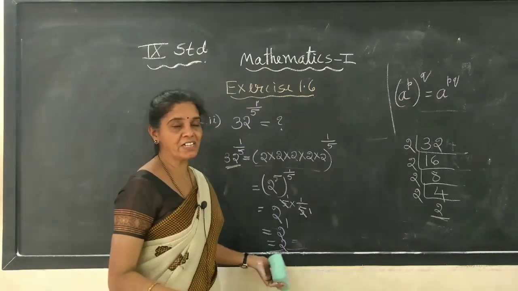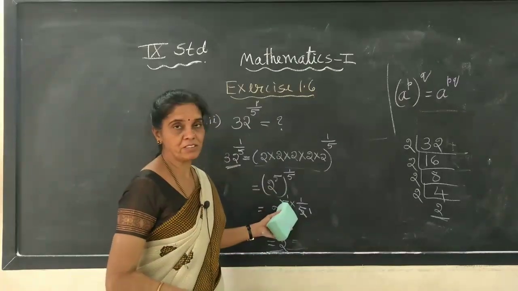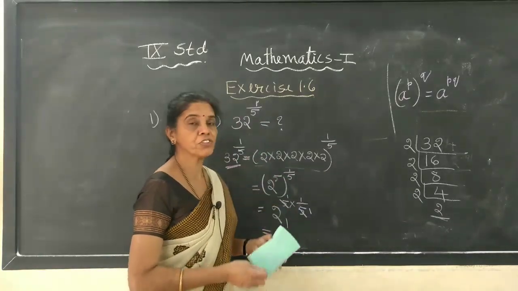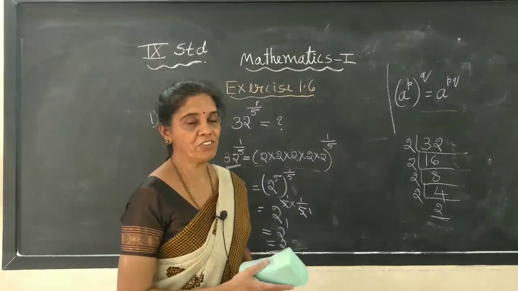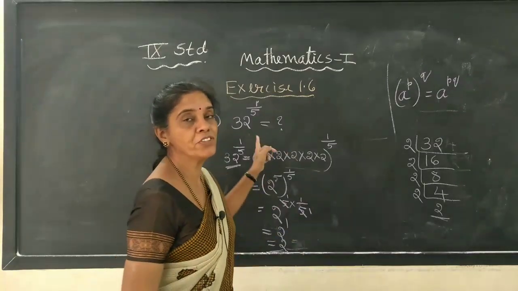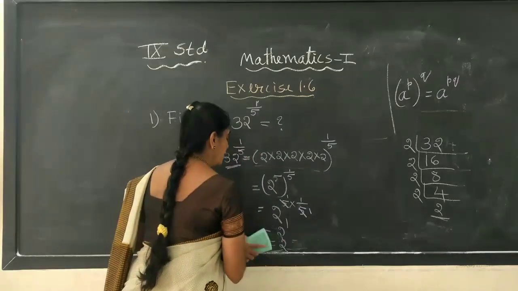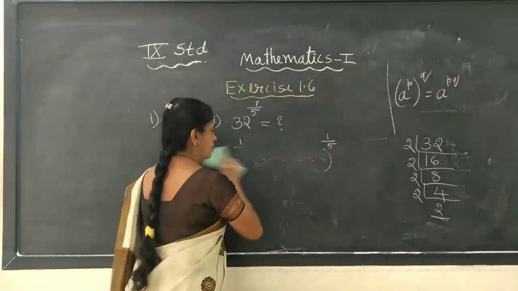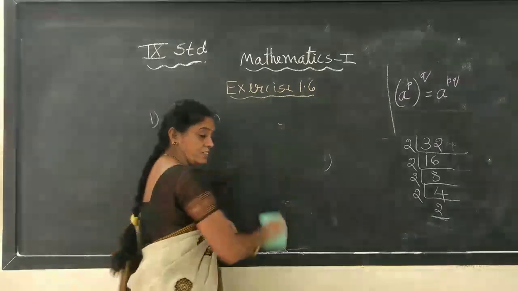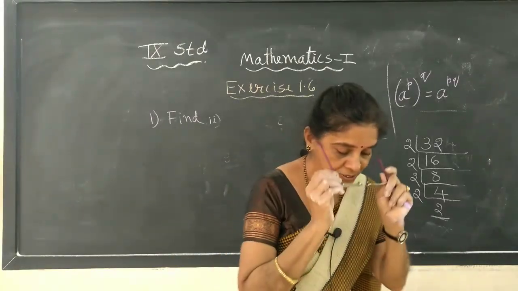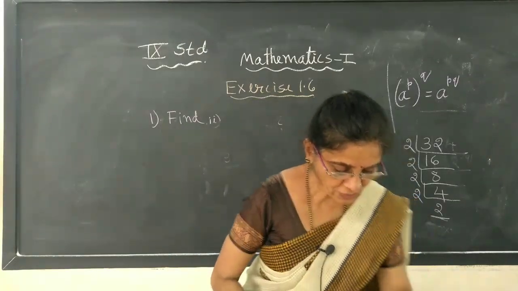So easily we will get the answer if we use this method, because we don't know the fifth root of 32 directly. We know square root and cube root, but the fifth root is new to you, and you don't know what way to do it. So use this method. In the same manner we can do the third problem. It is 125.